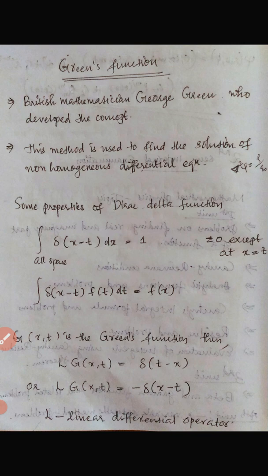Now suppose Green's function, we can represent it as g(x,t). Suppose g(x,t) is the Green's function, and L is the differential operator operating on this function. Then we get L g(x,t) is equal to delta(t minus x), or L g(x,t) is equal to minus delta(x minus t).